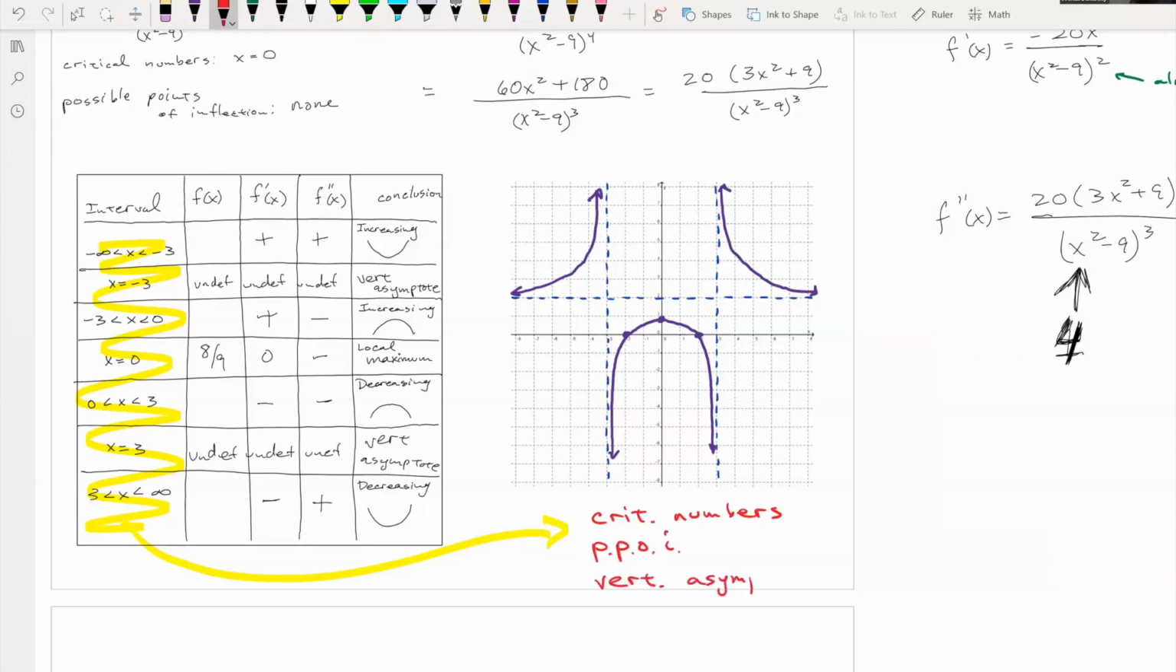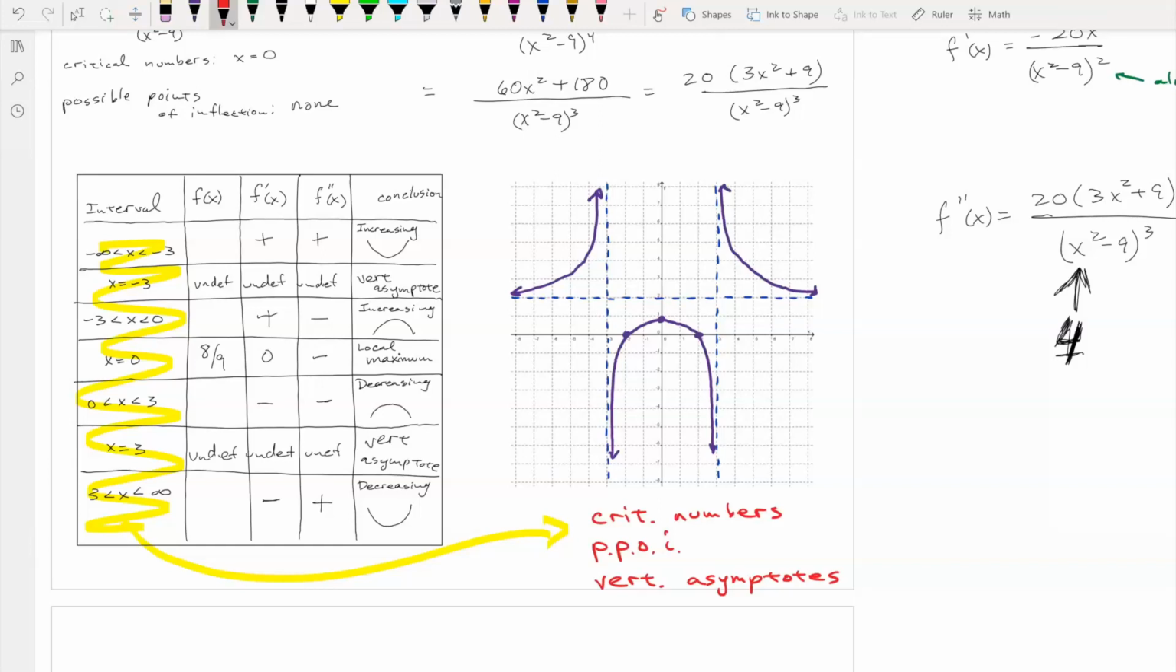And the reason, and you can see it in the graph, is that we can get a change in increasing, decreasing where we have a vertical asymptote. So we have to check on either side. We can also have a change in concavity at a vertical asymptote, so we have to check on either side. That's the reasoning behind it. Does that make sense?